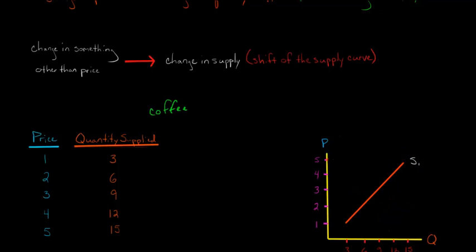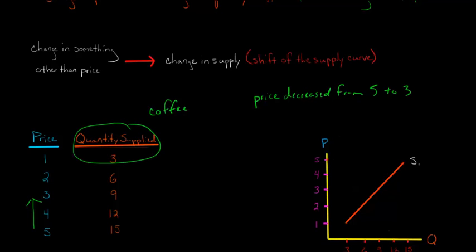Now, if I were to ask you what would happen if the price decreased, let's say from $5 to $3, what we can see is that there's going to be a change in the quantity supplied from 15 to 9. It's going to go from 15 at $5 a pound. The producers were willing to supply 15 million pounds, but now the price has fallen. They're only willing to supply 9 million.